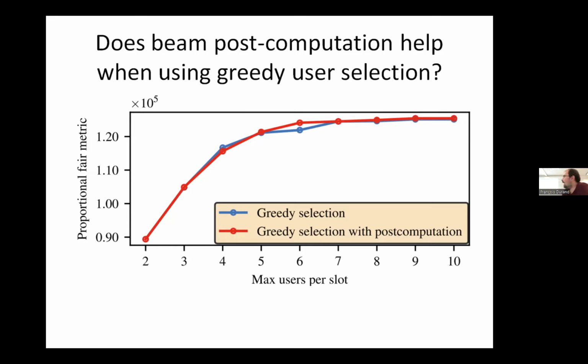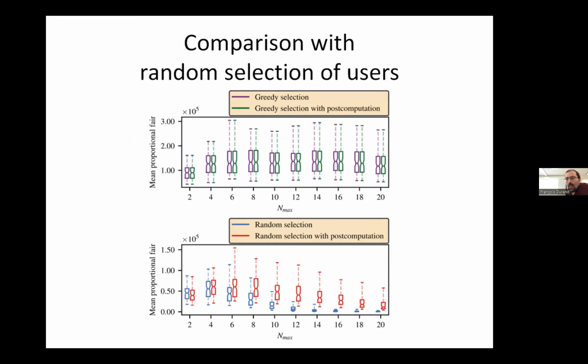So as of now, we have this small toy example where it changed something, and this real simulation where it doesn't change something. So we're going to try to understand where that comes from. And just to have a better idea, we are going to compare what happens with a stupid algorithm of user selection, which will be a random selection of users.